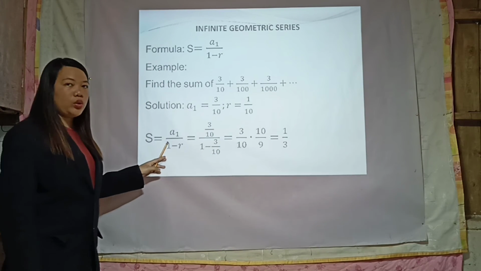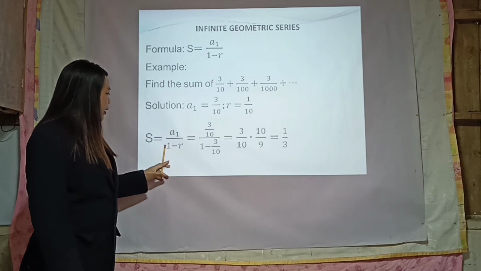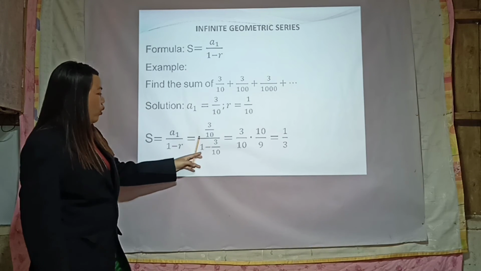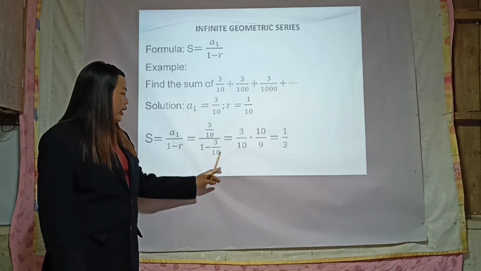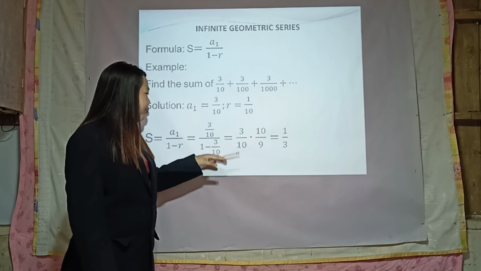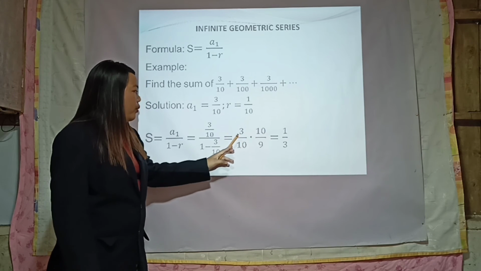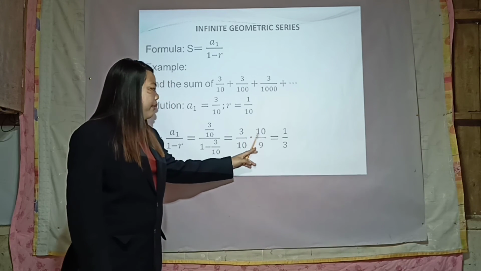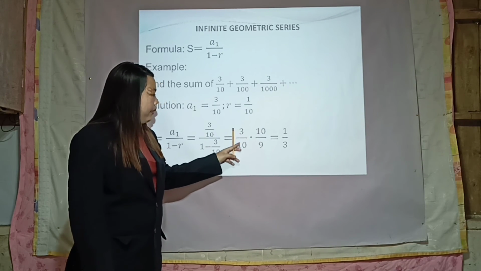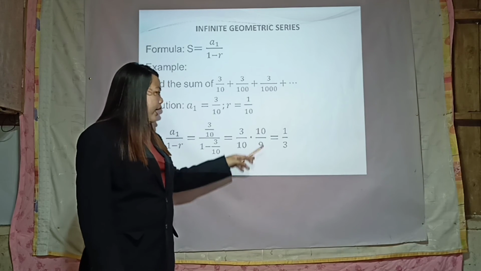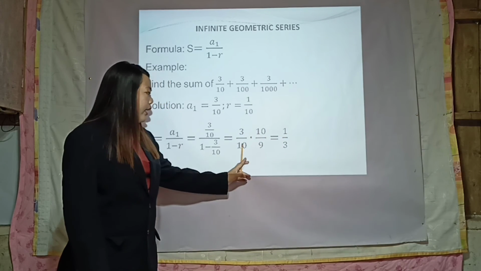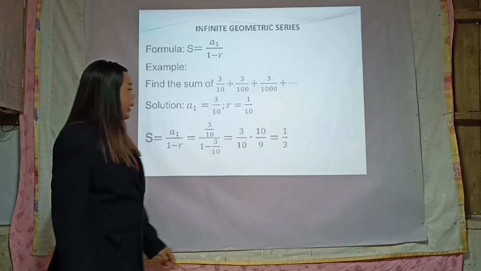So S is equal to a sub 1 over 1 minus r is equal to 3 over 10 all over 1 minus 3 over 10 is equal to 3 over 10 and 9 over 10, but we reciprocal to cancel out, so it becomes 10 over 9. Then cancel 3, it becomes 1 and it becomes 3, and 10 and 10 will be 1, so 1 times 1 is equal to 1 and 1 times 3 is equal to 3.